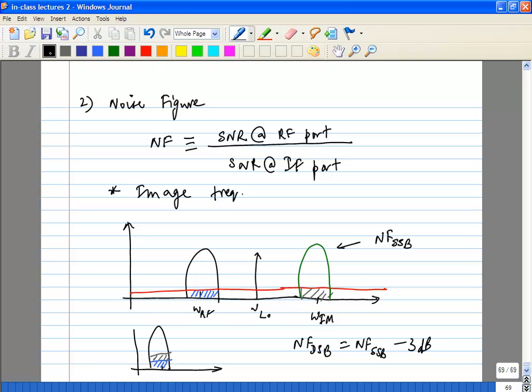Right? Basically, in that ratio. Yes. The ratio will be 1 in the case of a double sideband. In the case of single sideband, it will be 3 dB more. 3 dB more. Right?